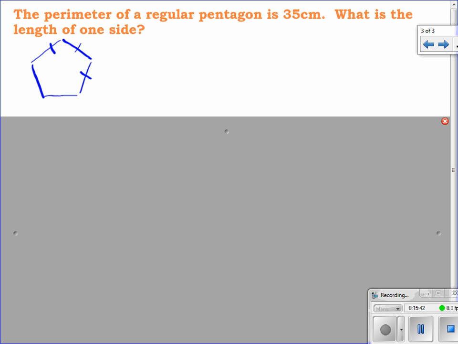And you need to mark it so that it is a regular pentagon with the proper dashes and arcs. So that's part of your answer. They told us that the perimeter is 35 centimeters, and they want to know one side. What's the math, the showing work that I would need to put down to get this answer right?